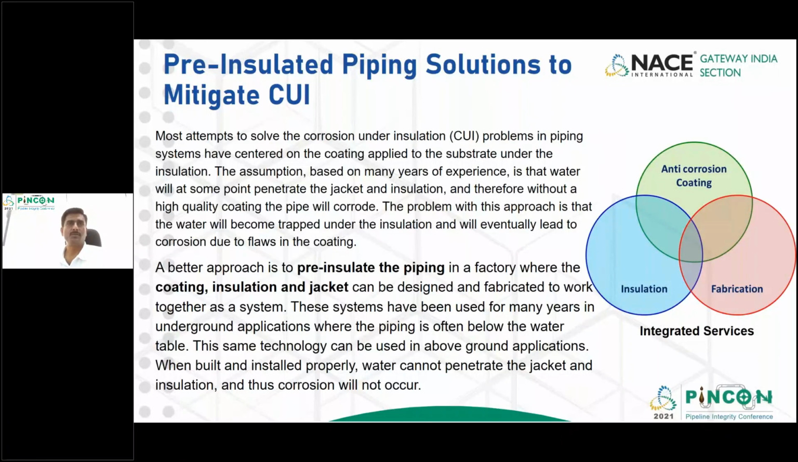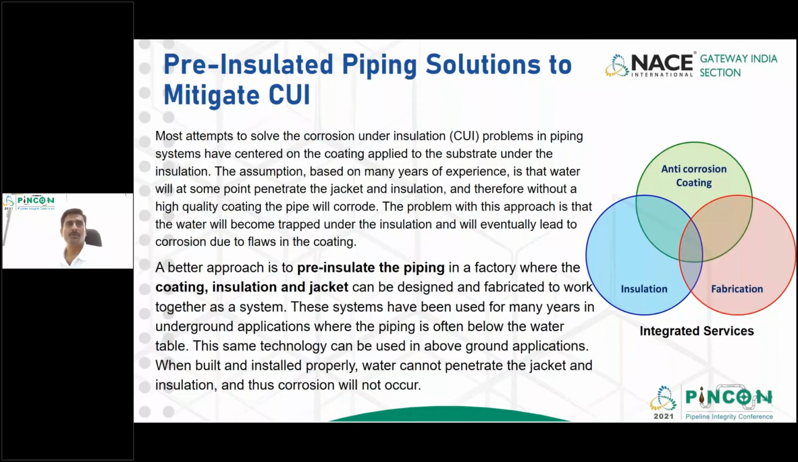Most of the attempts to solve the corrosion under insulation problem in piping systems have centered on the coating applied to the substrate under the insulation. The assumption, based on many years of experience, is that water will at some point of time penetrate the jacket and insulation, and therefore without a high quality coating the pipe will corrode. The problem with this approach is the water will become entrapped under the insulation and will eventually lead to corrosion due to flaws in the coating.